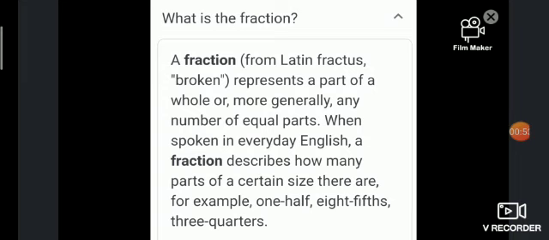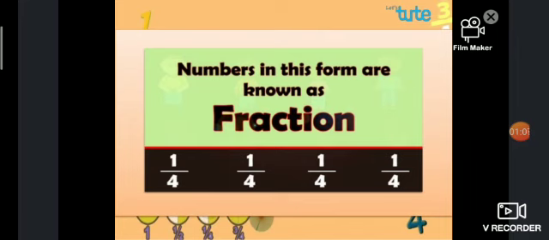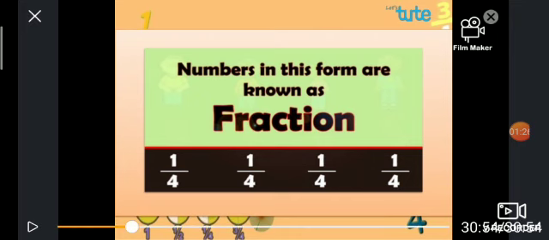For example, 1/2, 8/5, 3 equals. Numbers in this form are known as fractions, like 1 by 4th. If you see numbers written in this way, then it will be called a fraction.